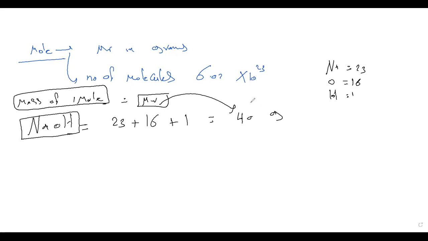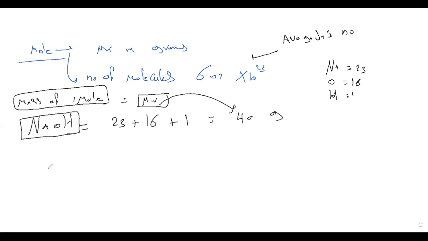And the number of molecules in 1 mole is equal to Avogadro's number. Avogadro's number, which is equal to 6.02 times 10 power 23, is the number of molecules in 1 mole.